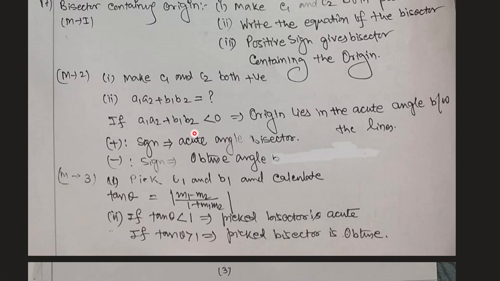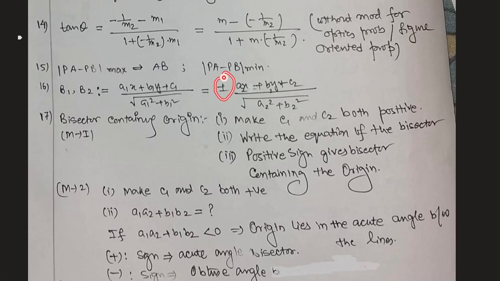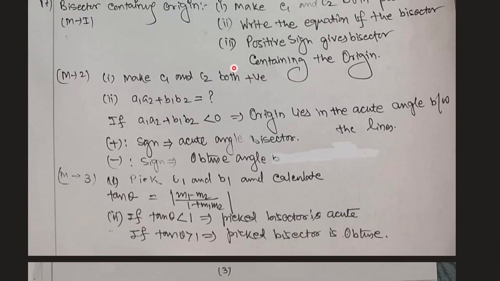If it is positive, let me check now. If this part, a1a2 plus b1b2, is less than 0, then the origin lies in the acute angle bisector between the lines. Here you can choose the positive or negative sign. When this part is negative and you choose the positive sign, then the positive sign bisector is actually the acute angle bisector.